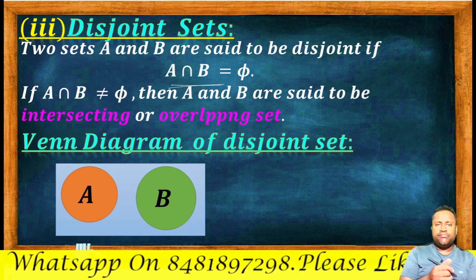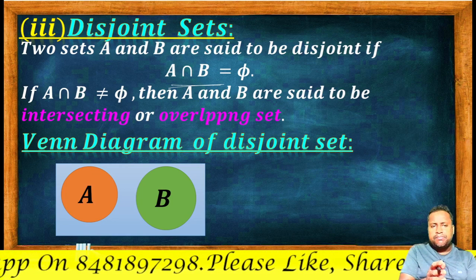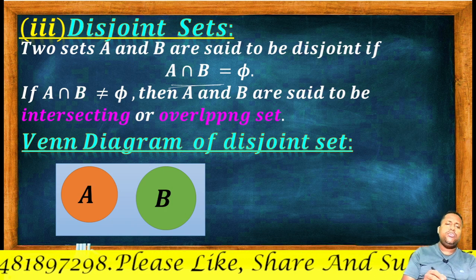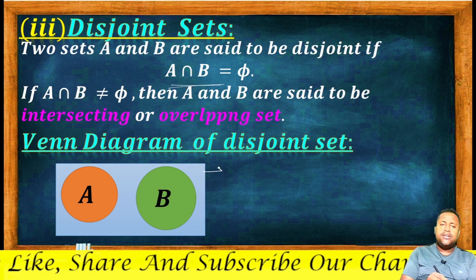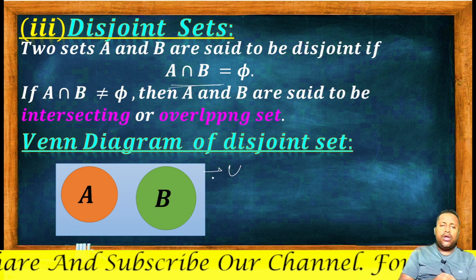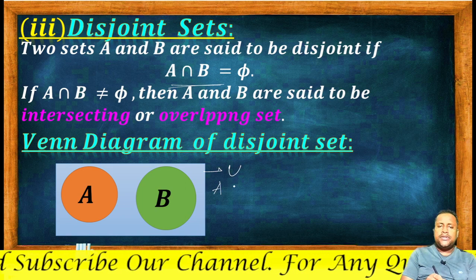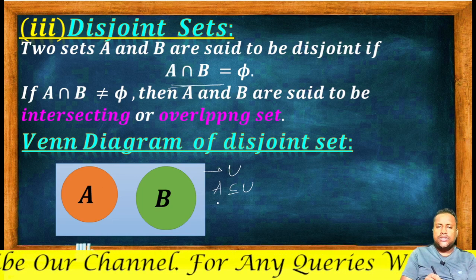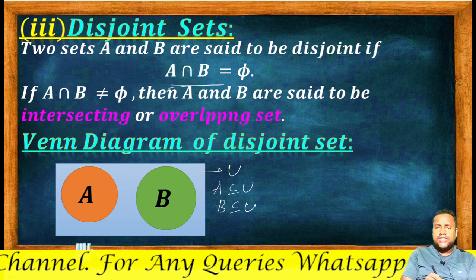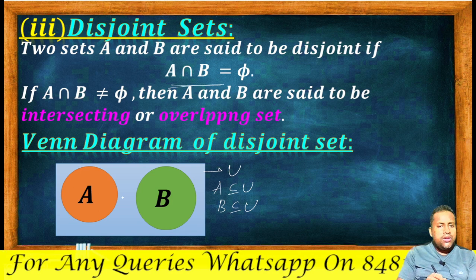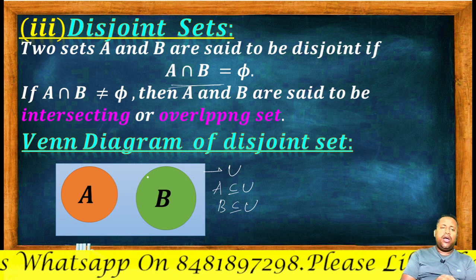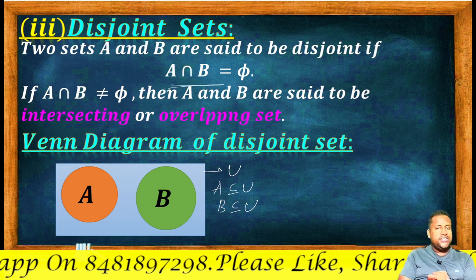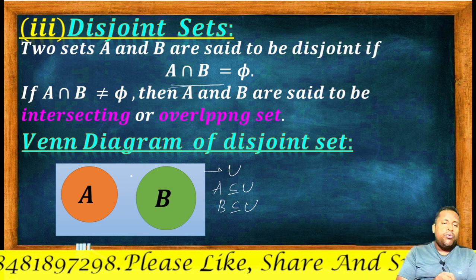And if we consider the respective Venn diagram, then it will be like this: the whole rectangle represents the universal set U, and A and B are two of its subsets, so A is a subset of U and B is a subset of U. And see here, there is no common region between A and B, so A and B are disjoint sets.